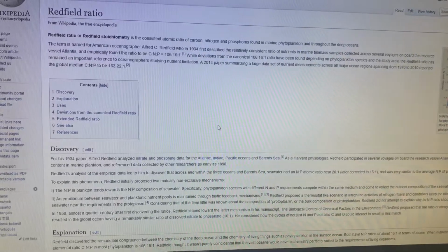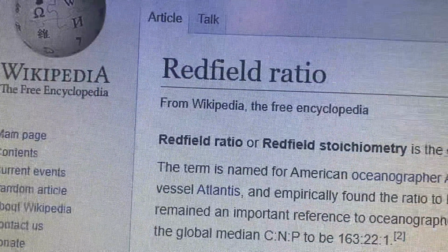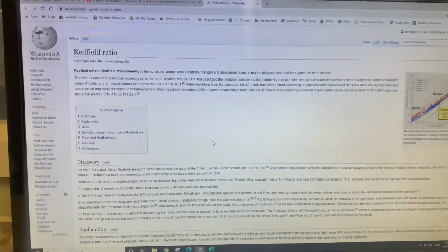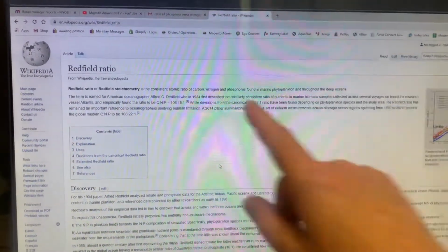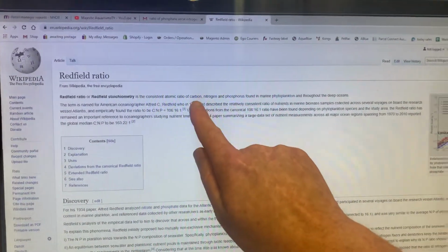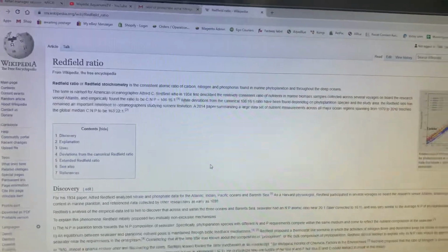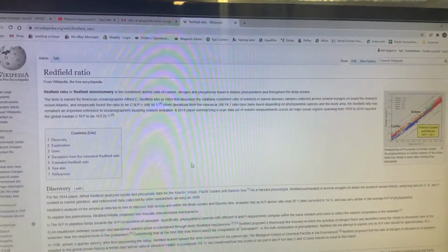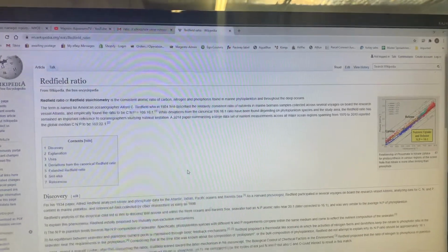Now, no matter what sort of aquarium you've got, it's really advisable to be aware of the Redfield ratio. What the Redfield ratio does is basically give you an understanding of the amount of organic carbon versus nitrogen versus phosphorus to allow the breakdown or absorption of nitrate and phosphate. So, what does this mean to you?